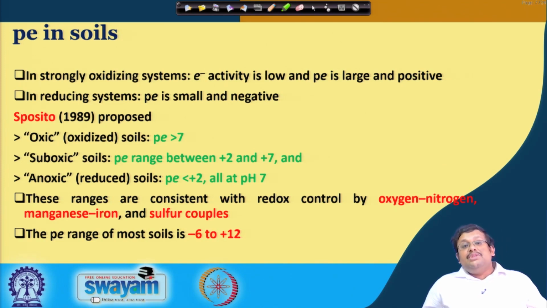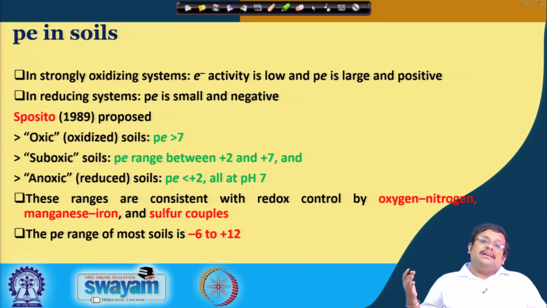And the pe range for most soils generally varies from -6 to +12. So, this is basically the implication of the pe. Again, pe is basically the negative logarithm of electron concentration, and in case of oxic soil, strongly oxidized soil, the value of electron activity is low. As a result, the pe is large and positive, and vice versa in case of anoxic soil.